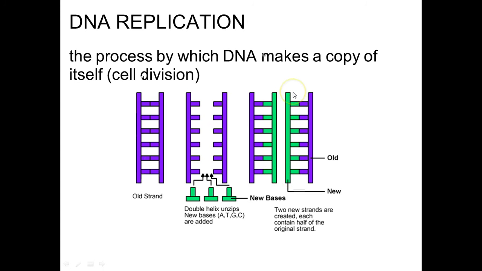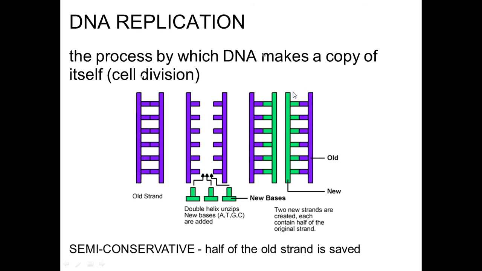and then you have another copy of the exact same thing. When you've got half from the old ladder and half becoming the new ladder, it's called semi-conservative, which means half of the old strand is saved in order to be a template for the new bases that attach. And those bases, remember, attach using the base pair rule: A's with T's and C's with G's.